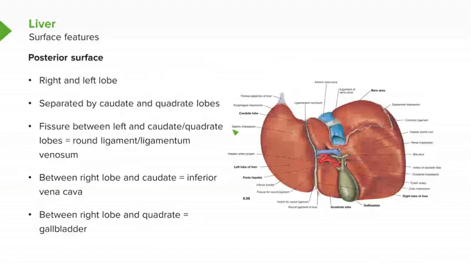The one that's positioned next to the inferior vena cava is known as the caudate lobe. This is the third of those anatomical lobes. We then have the lobe that's positioned next to the gallbladder, and that is the quadrate lobe. So we've got these right and left lobes, and between them we have the caudate and the quadrate lobes.